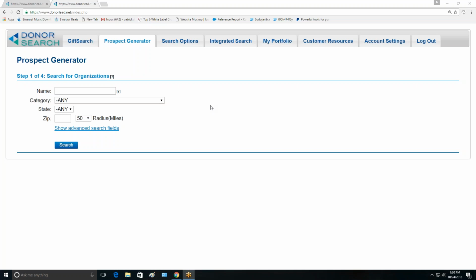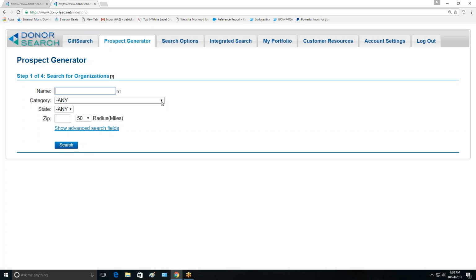Hello, today we're going to go over major gift prospects, finding new major gift donors, and how to grant write using our tool. So the prospect generator is the section where we look up organizations and donors. So basically the concept is, I wonder who's giving to them. Your like-minded donors can be found in this section.